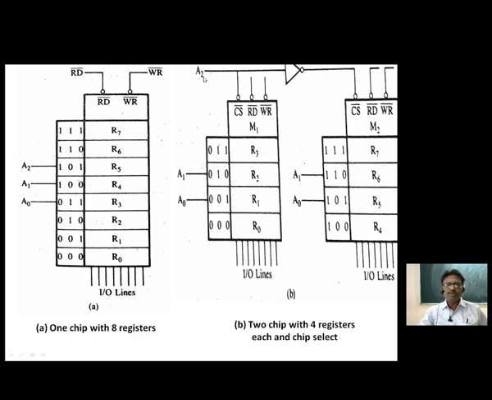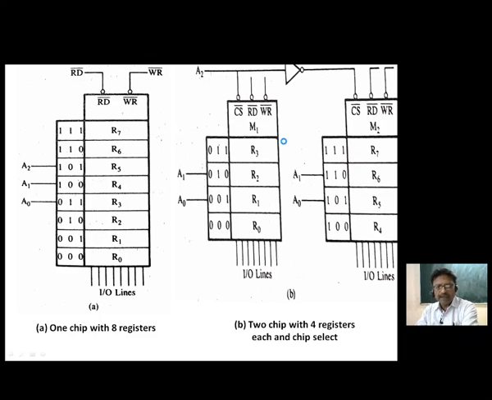Similarly, when A2 is 1, then this chip will not be selected. When it is 1, then here it will be 0, and this chip will be selected. So of course, for identifying these 4 registers, in combination we require 00, 01, 10 and 11. But since A2 is 1, the result will be 100, 101, 110 and 111. So in this way, we address 2 chips having 4 registers each with the chip select line.